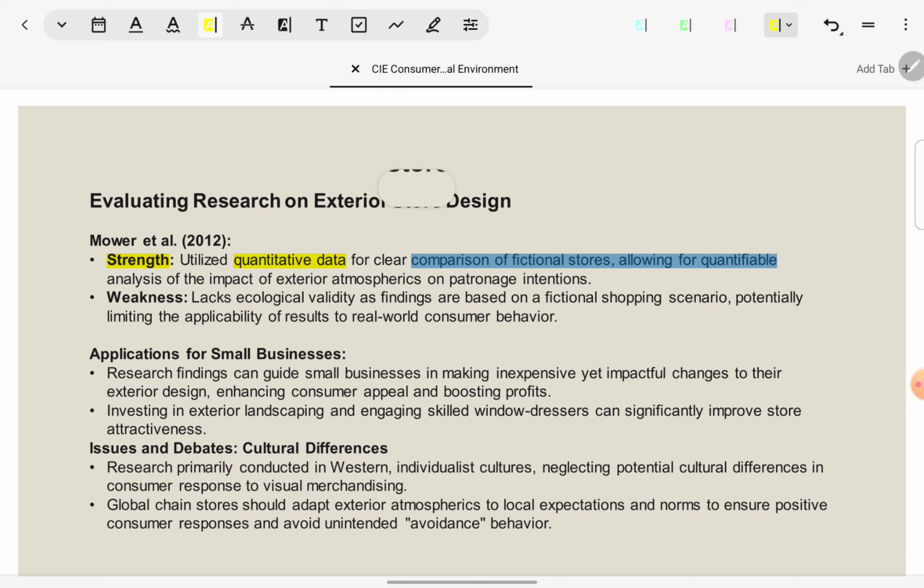That means they did an objective analysis of the exteriors. The researchers did not show any biases in interpreting whether landscaping and window displays are effective or not. They had very objective or factual results, which increases validity.